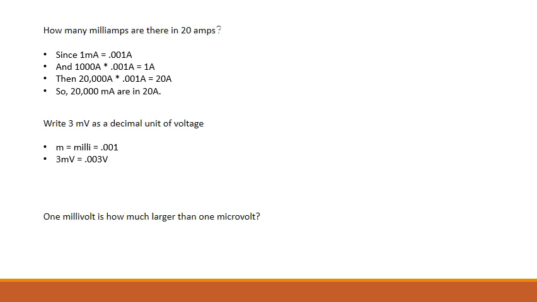Write 3 millivolts as a decimal unit of voltage. Shown there already. Small m equals milli, equals 0.001. So 3 millivolts equals 0.003 volts.